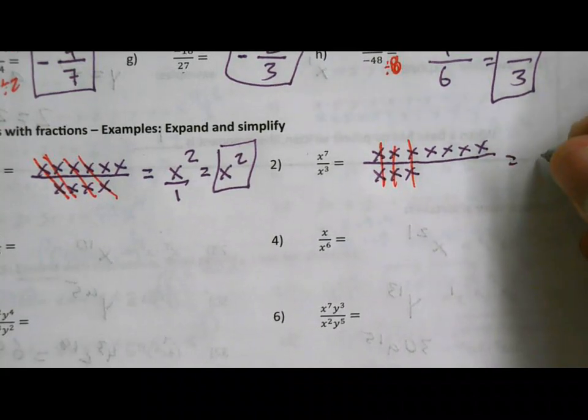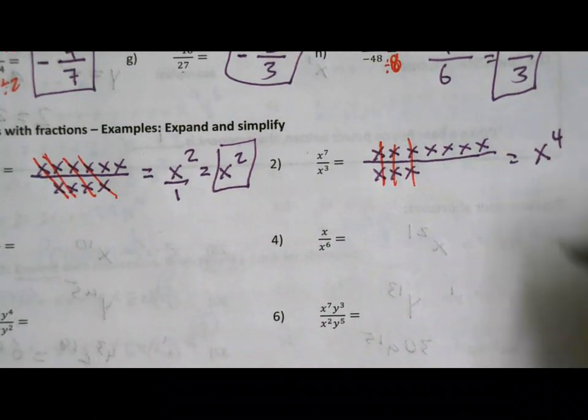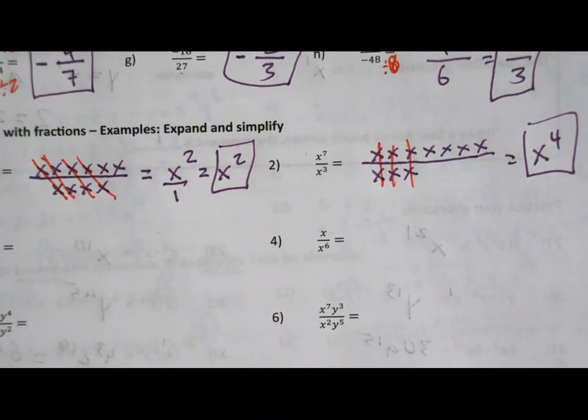So do you want to write it as x to the 4th over 1, or you just want to write it as x to the 4th? Let's just leave it like that. We could put a 1 on the bottom if we wanted to, but we don't have to. That rule is going to change in just a moment, though. I hope you guys aren't working ahead of me.